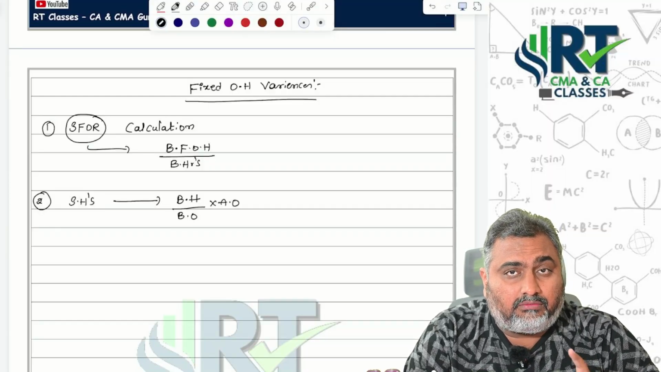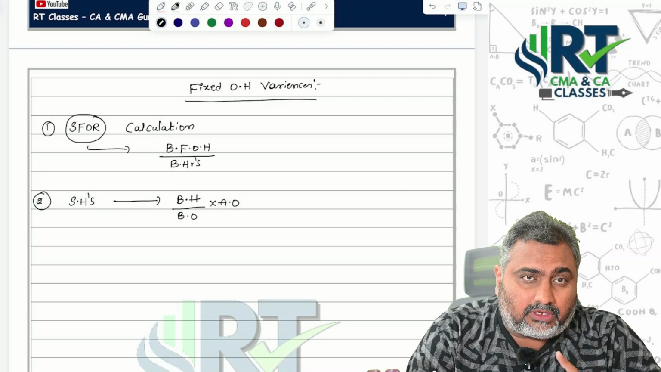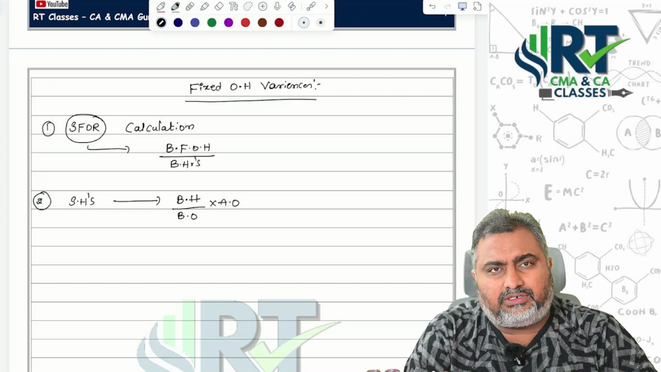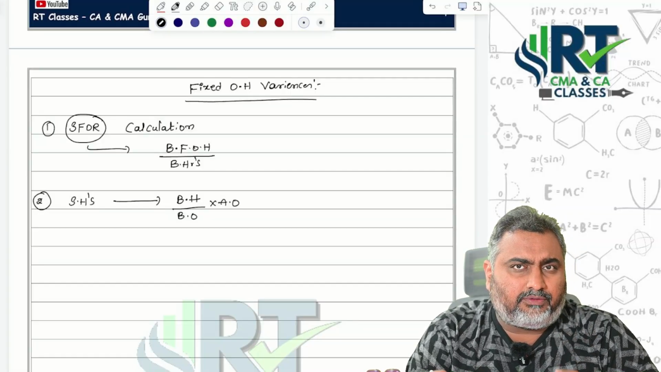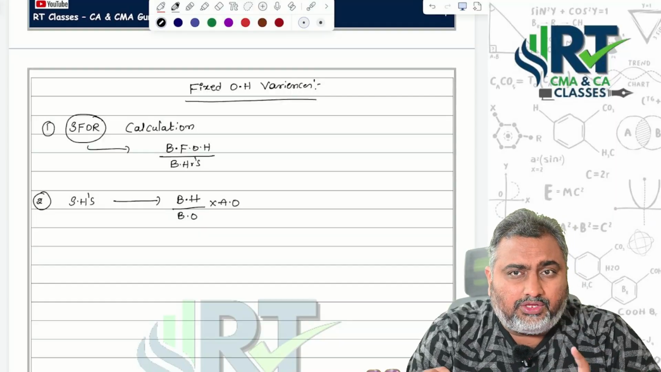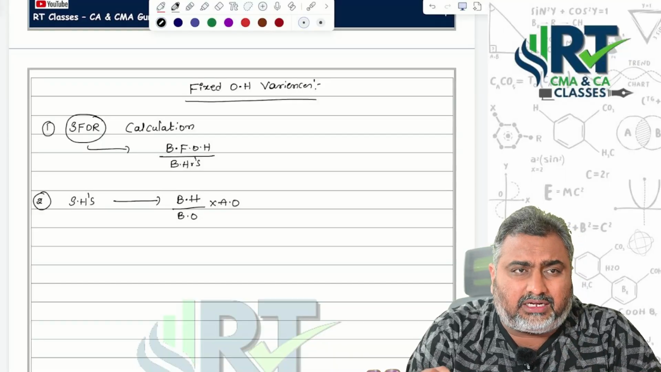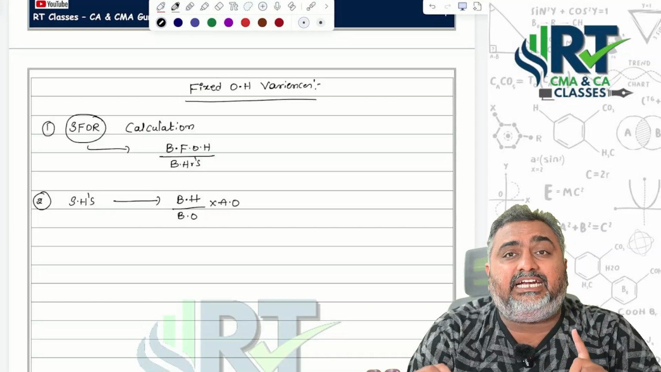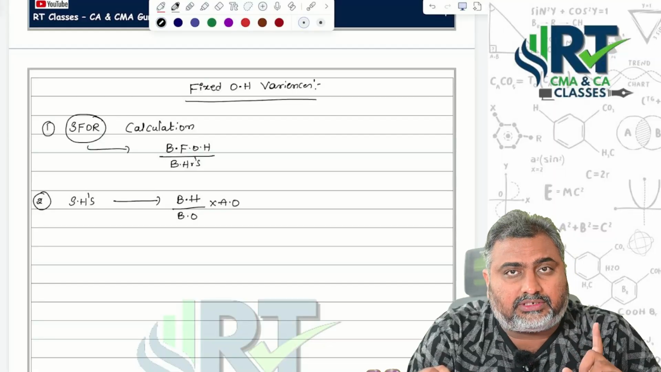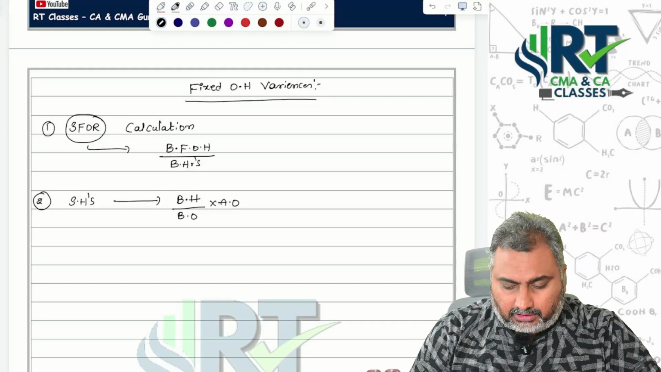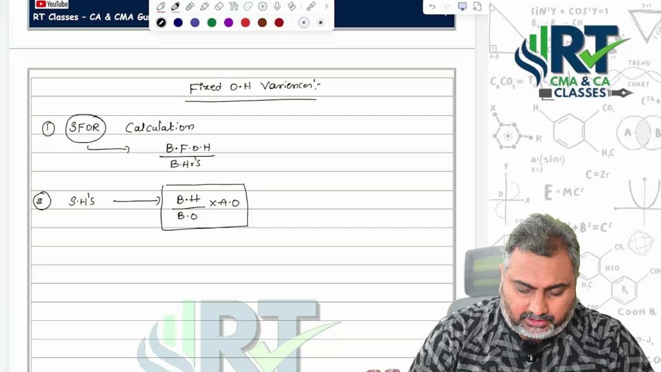If you are a CMA Inter or CA Inter student, while solving employee costing problems under Halsey and Rowan, whenever you fix the standard hours, you never calculate standard hours for the standard output. You always calculate the standard hours for actual production. So standard hours here also we will calculate by using the formula: budgeted hours by budgeted output into actual output.